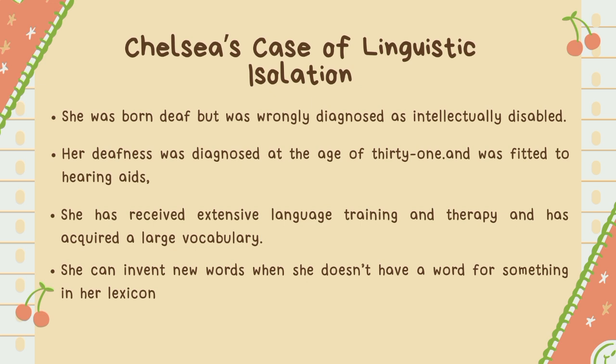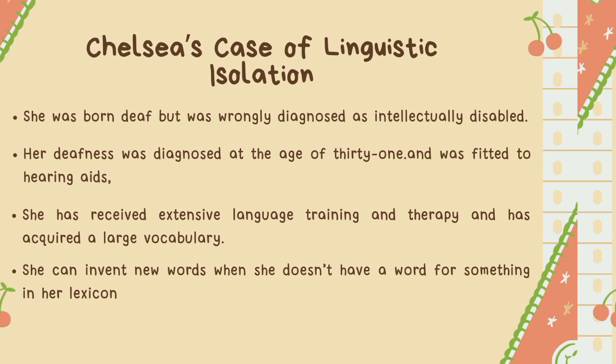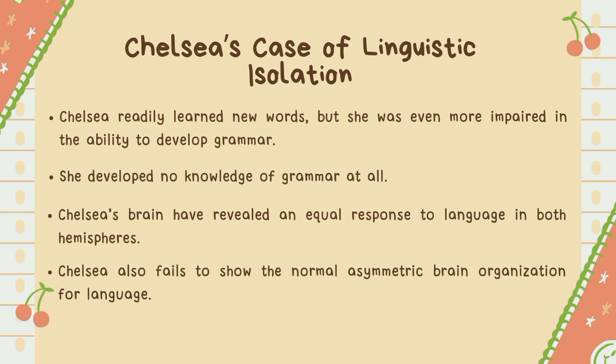Chelsea has demonstrated the ability to invent new words when she doesn't have a term for something in her lexicon. This creativity shows her adaptive language skills, allowing her to express herself even when faced with gaps in her vocabulary. Chelsea was able to learn new words readily, which shows her capability to expand her vocabulary. However, her ability to develop and use grammar was even more impaired than her vocabulary skills, highlighting a significant deficit in her linguistic capabilities.